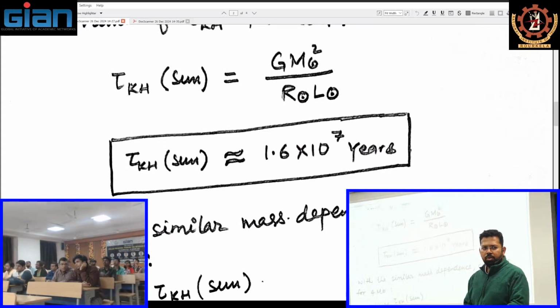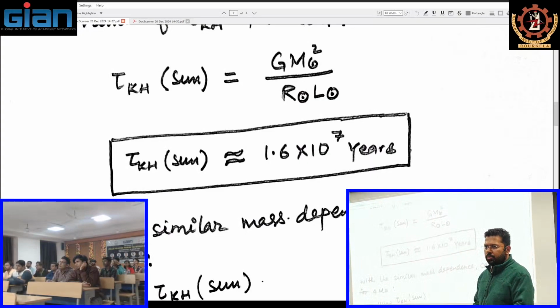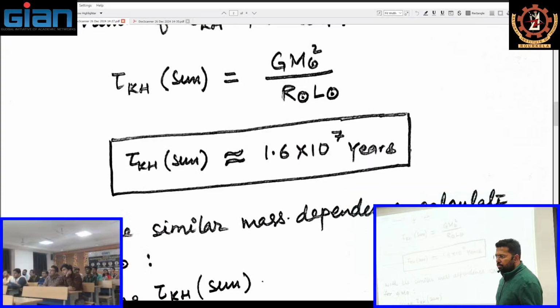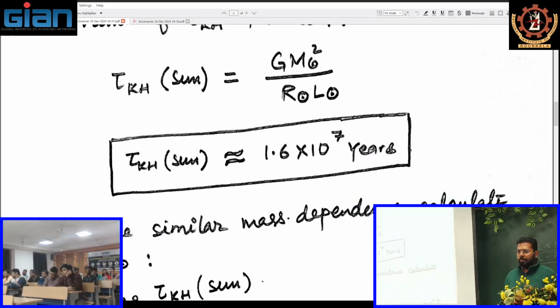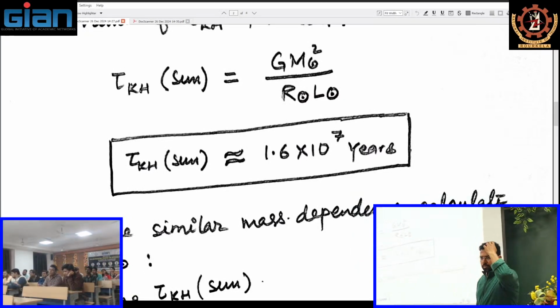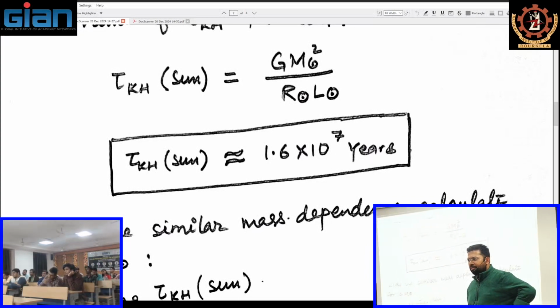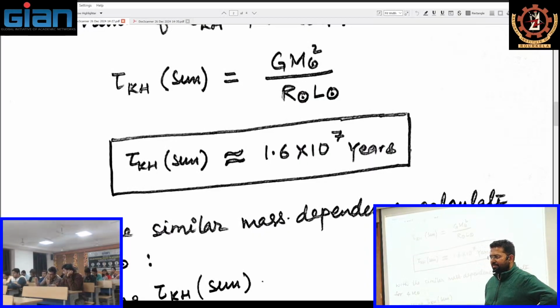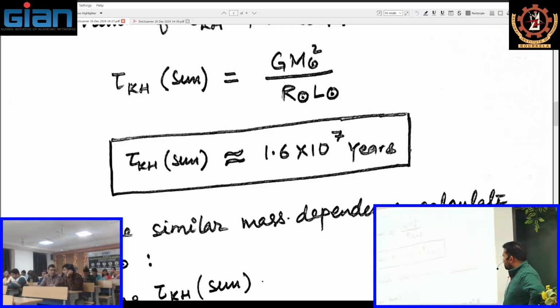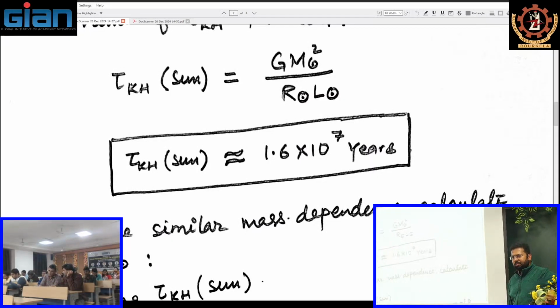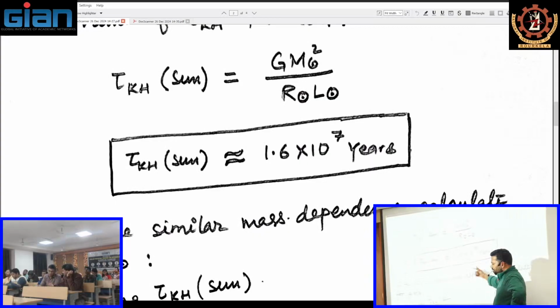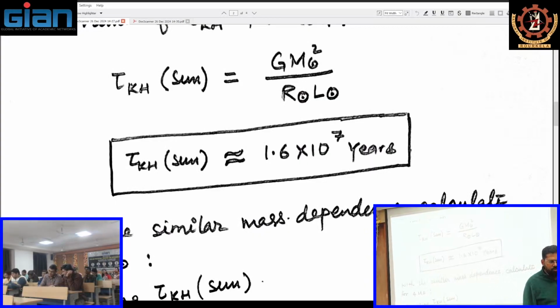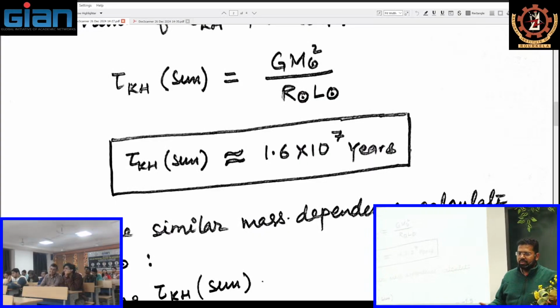Then what will be the Kelvin Helmholtz time scale? First of all, is it shorter or longer? The answer is obvious, it should be shorter. What will be the order of the time scale? 2000 years. So you already have this for Sun, and you can write for another star and take the ratio.